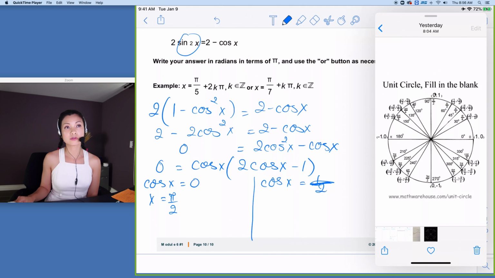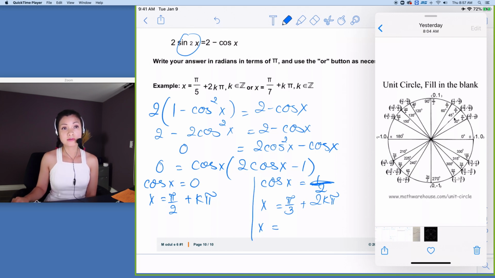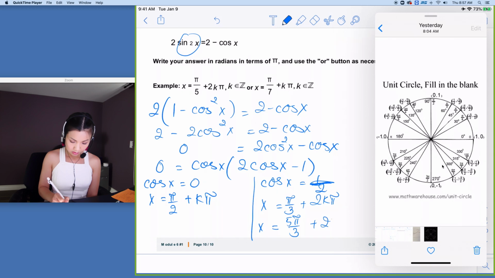X equal to 0, pi over 2, right here, right? But we have to include everything, so I'm going to add k pi to it. Okay, so for cosine of x equals 1/2, that's pi over 3 right here, plus 2k pi. I also have one more for positive, the 5 pi over 3. So make sure you include that one as well. And k is an integer.